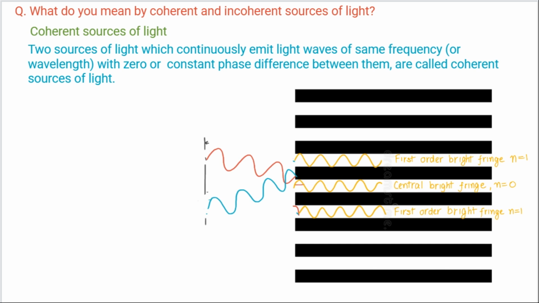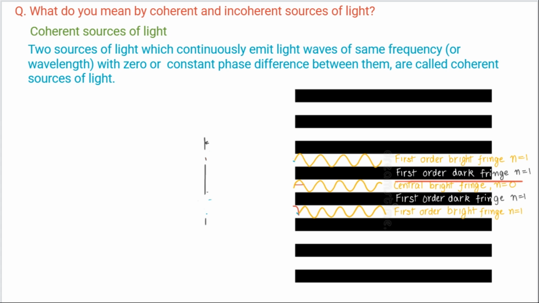In such case, what happens? You will get your first dark fringe at this point. That means the two waves cancel, or they interfere destructively to give you a dark fringe. So in such case, you will get a first order dark fringe. This is also a first order dark fringe. It also follows the same principle.